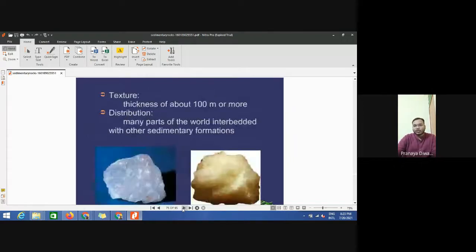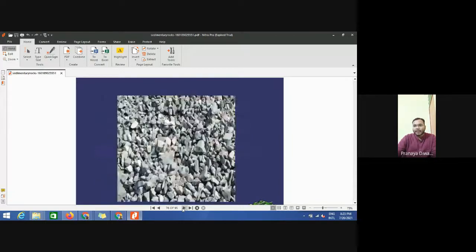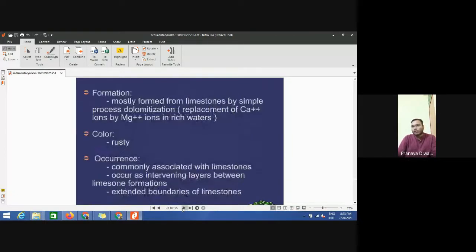And you have rock salt. Then carbonate, so dolomite. Dolomite is used the same as limestone.